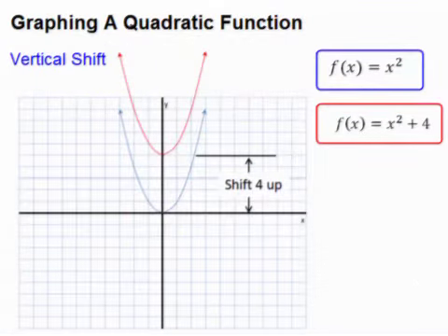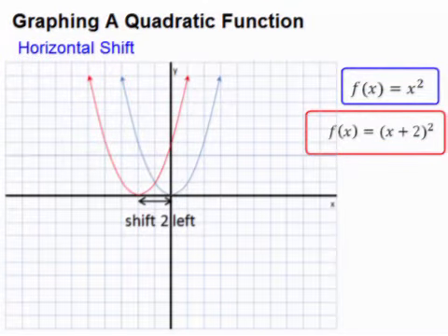Next, we'll look at added and subtracted values to our quadratic function. In the second function, a 4 is being added to the original function. Comparing the two graphs, we see now that the new red graph is shifted 4 up from the blue graph because of the added 4. If 4 were subtracted, then the graph would be moved down 4.